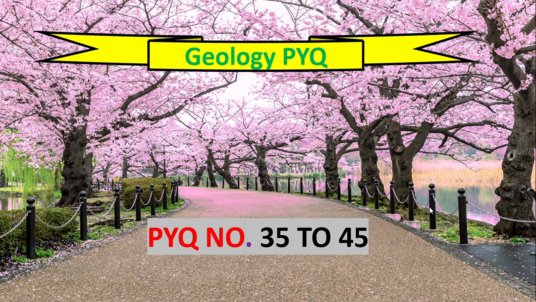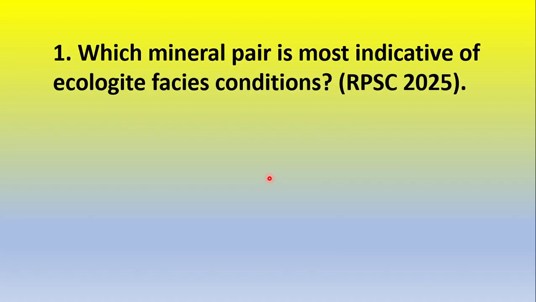Today we are going to discuss the next PYQs 35 to 45. We will cover the total 10 PYQs in this video. So this is the first PYQ. Which mineral pair is most indicative of the eclogite facies conditions? Okay, this is asking about the eclogite facies.